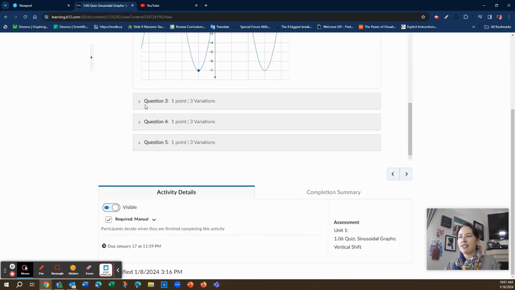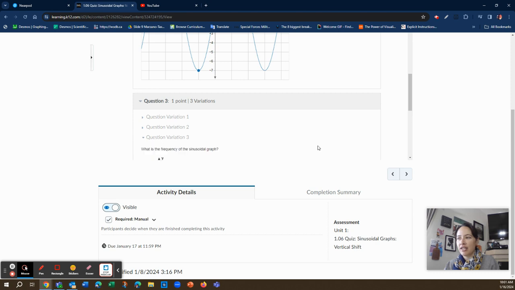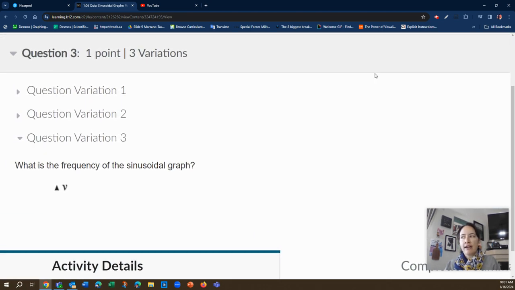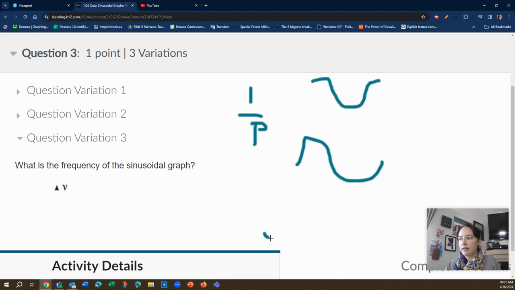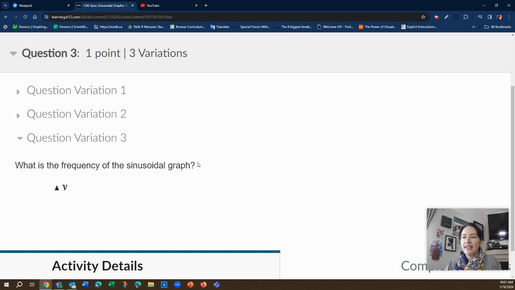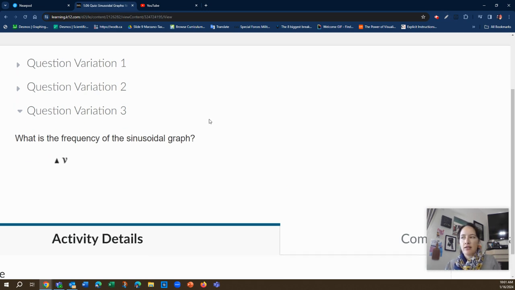Here we go. Question 3. Almost done. Variation 3. Frequency. The frequency of a graph is 1 over the period. The period is how long it takes to do one cycle, right? I tried to do all different variations, but there you go. So let's go find the period.